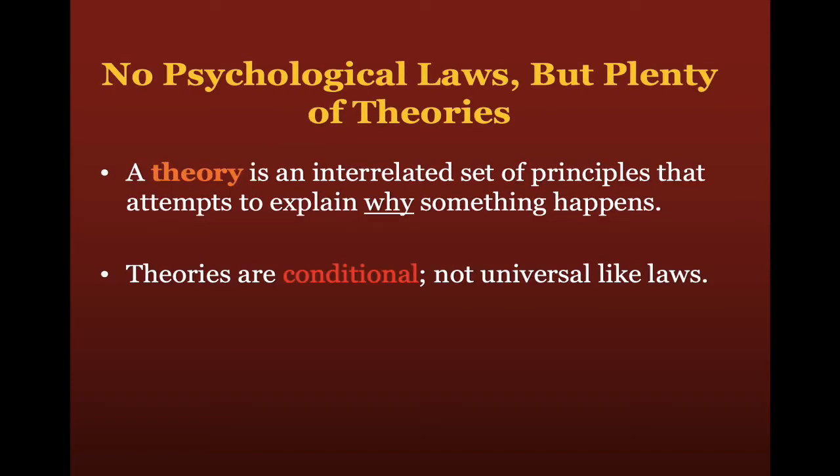So while psychology doesn't have any laws, we have a ton of theories, right? And a theory is an interrelated set of principles that attempt to explain why something happens. So there's various theories that explain phenomena. And the key thing to remember about a theory is that theories are conditional. So unlike laws that are universal, they hold in some contexts, but not in other contexts. And I'll give you an example of a theory in a moment. But the key here is to remember that theories don't always hold true.